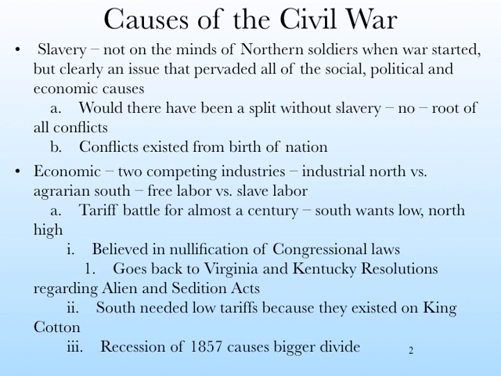So there's also this tariff battle that's been going on for about a century. The South wants the low tariff, the North wants the high tariff, and this really becomes a struggle. This also is going back to the Virginia and Kentucky resolutions regarding the Alien and Sedition Acts. The South needed low tariffs because they existed on King Cotton. And then when we're looking at the recession of 1857, it causes an even bigger divide on the financial forefront.